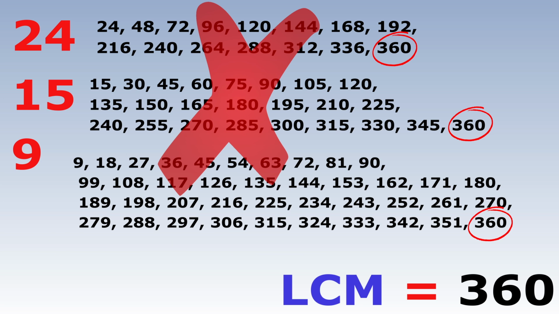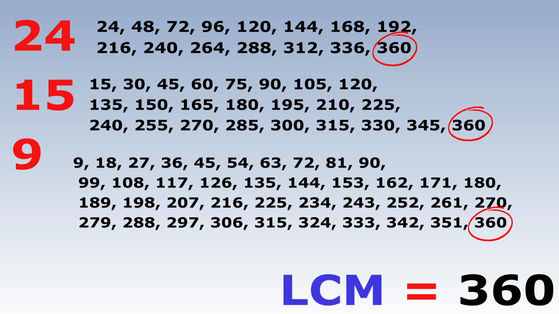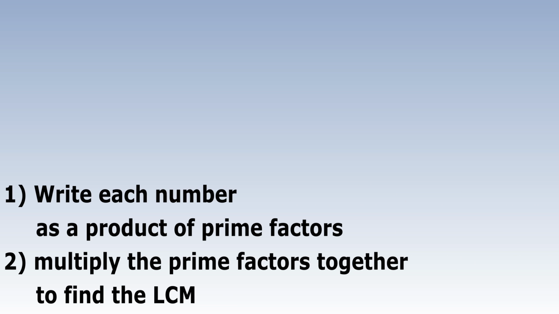Luckily for us, there's another method that can make finding the lowest common multiple of these three awkward numbers much easier. Here's the method. In the first step, we write each number as a product of prime factors, and in the second step, we multiply the prime factors together to find the lowest common multiple. In this method, we rewrite all of our numbers, 24, 15 and 9, as products of prime numbers. All of the factors are prime numbers.